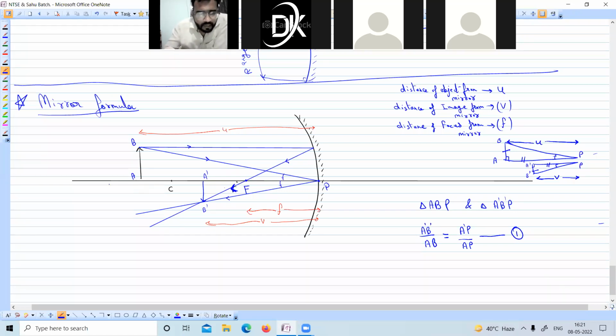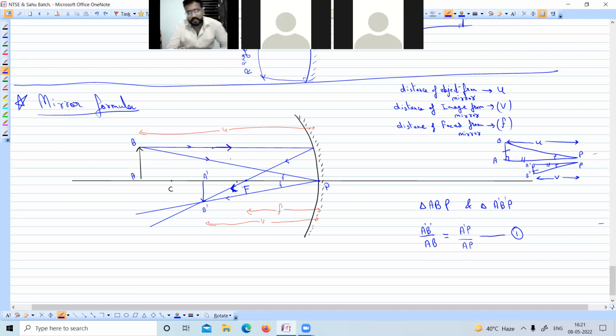Now we have another triangle, and we can see that this ray is parallel to principal axis. Tell me, is this ray parallel to principal axis? Yes, sir. If yes, then this size will be same because they both are parallel lines. So this will be AB only. This will be AB only, right? Yes, sir. So this is point B, this is point A.